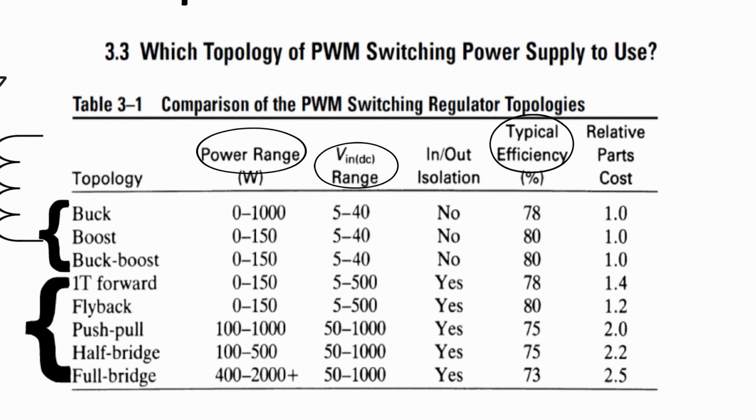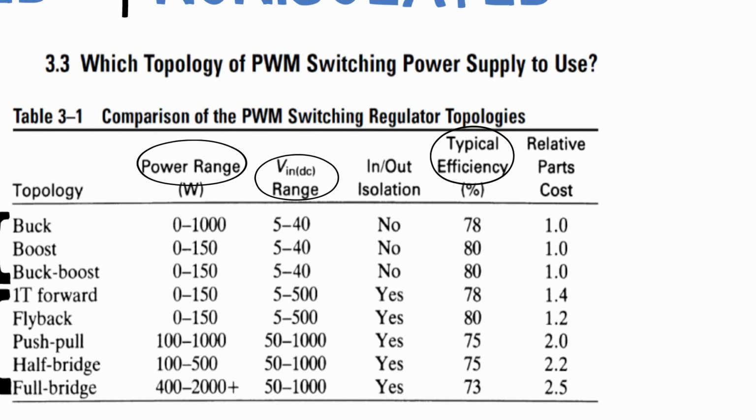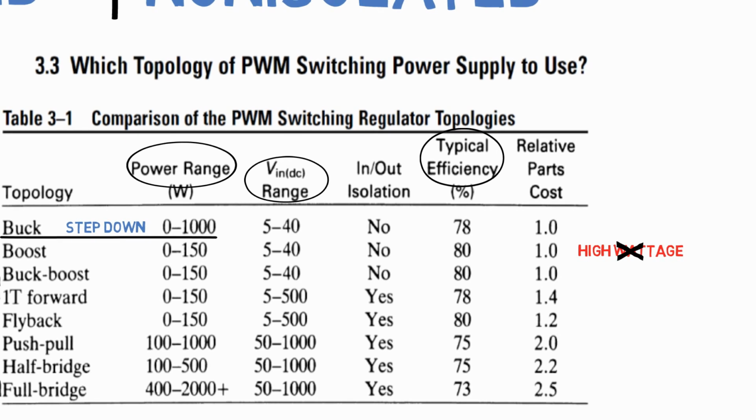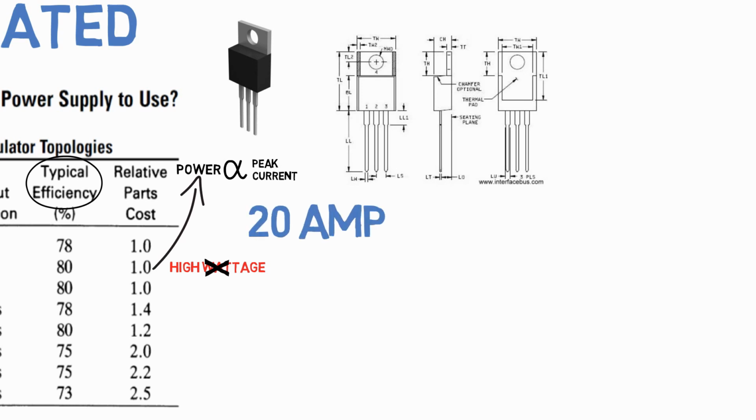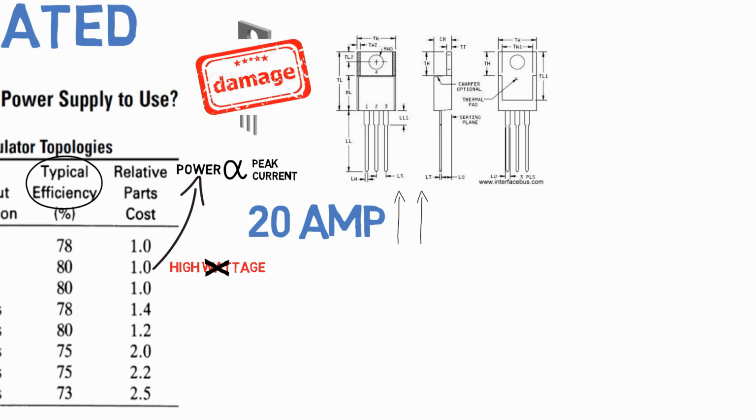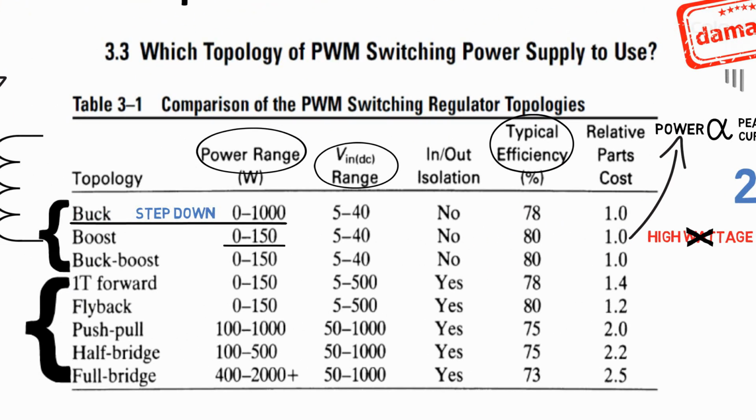These values are different in different references. If you refer to this table, buck topology can be used up to 1000 watts of power, and it simply steps down the input voltage. Next is boost topology. It cannot be used in high wattage applications because as power increases, the peak current increases. In SMPS, we generally use the TO220 package of transistor, and according to its datasheet, it has a peak current limit of around 20 ampere. If this value is exceeded, the probability of damaging the components becomes very high, and hence it cannot be used above 150 watts.